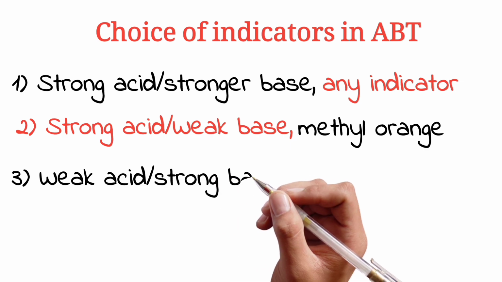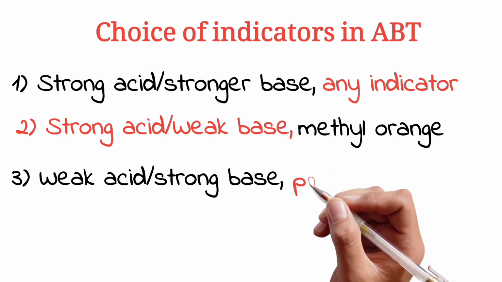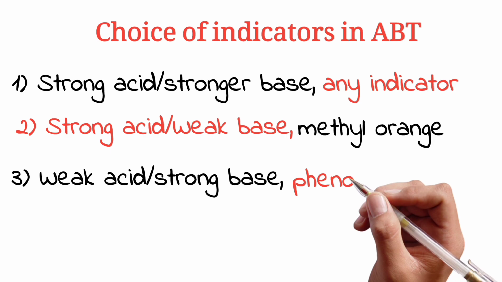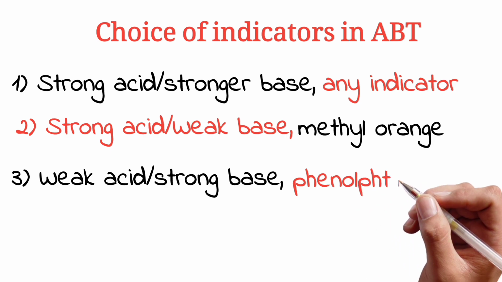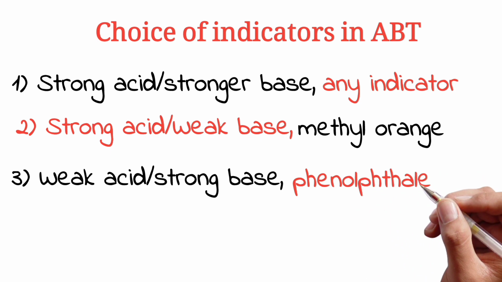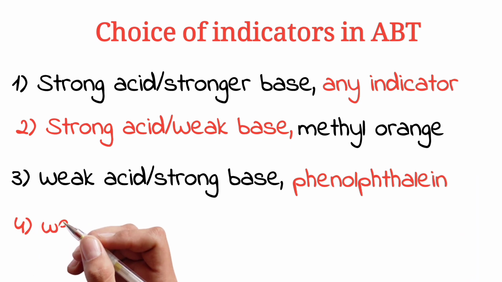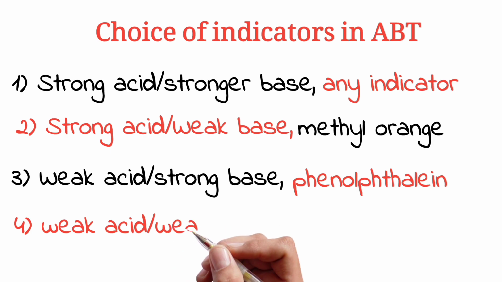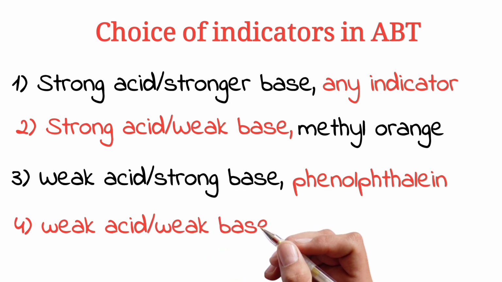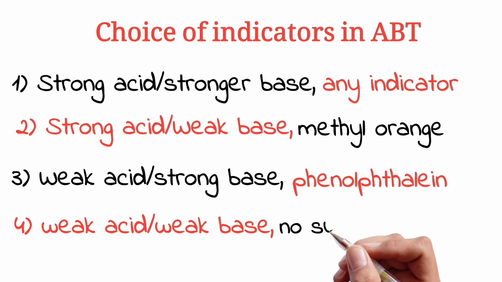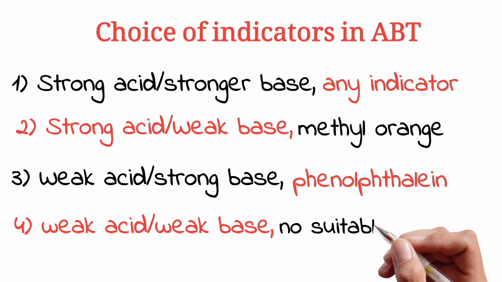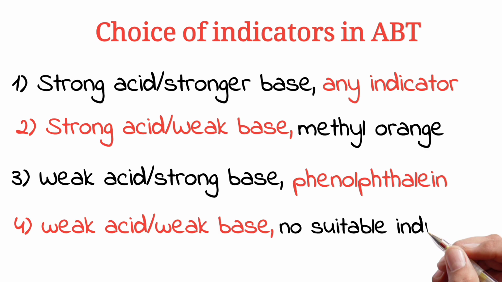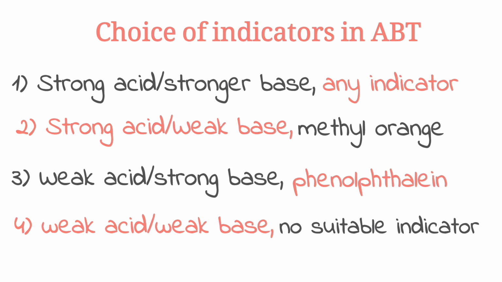The third one is the titration of a weak acid and a strong base. A weak acid and a strong base. The type of indicator that we can use is phenolphthalein indicator. And then the fourth one is a weak acid and a weak base. For this one, no suitable indicator is available. There's no suitable indicator for a titration of a weak acid and a weak base. An example of a weak acid is methanoic acid.